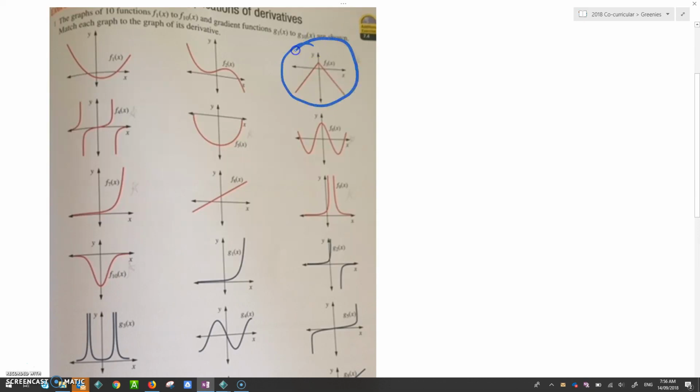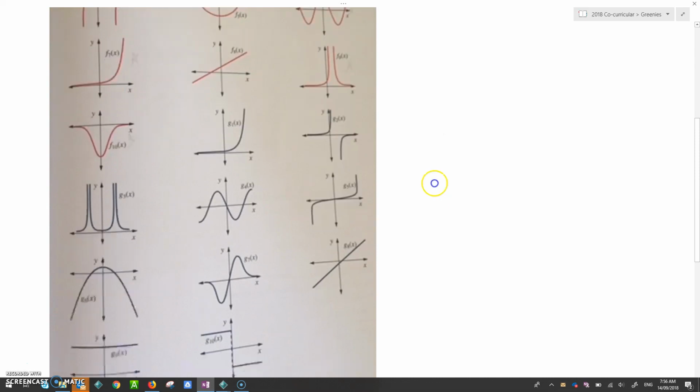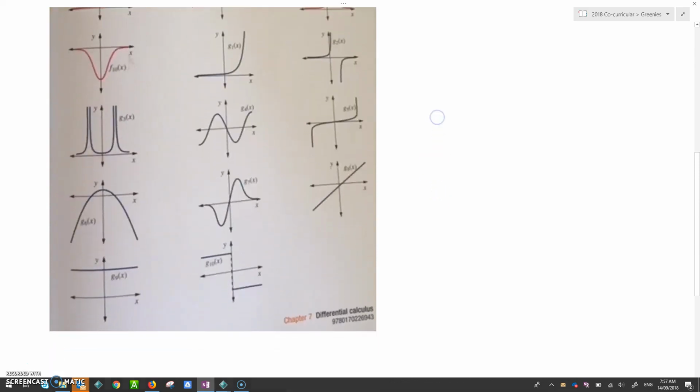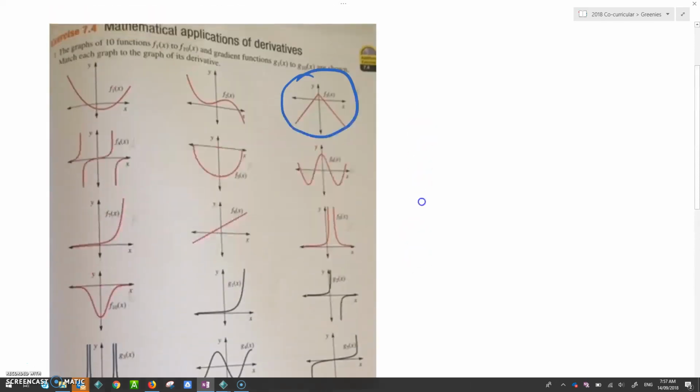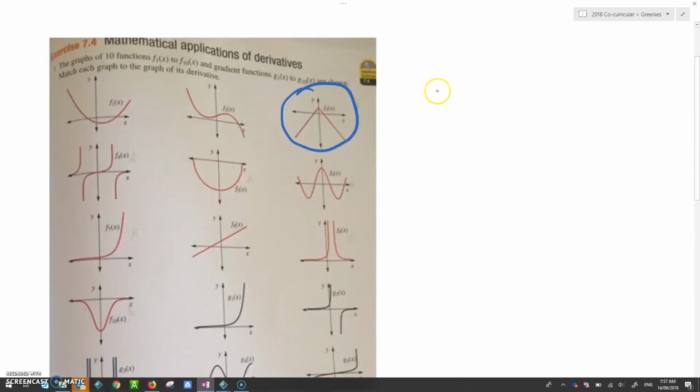This one here has a constant positive gradient and then a constant negative gradient. So when you get to the derivative, it's just going to be a horizontal line at a positive value and then a horizontal line at a negative value. So it's going to match up perfectly with that one. I can't really read the numbers, but I think that's f3 of x is going to be g10 of x.